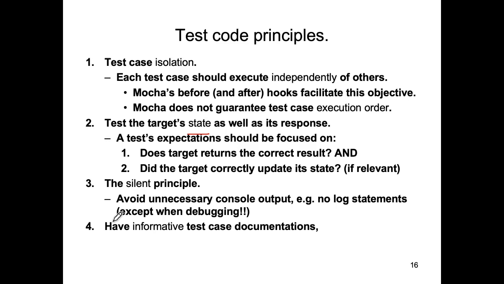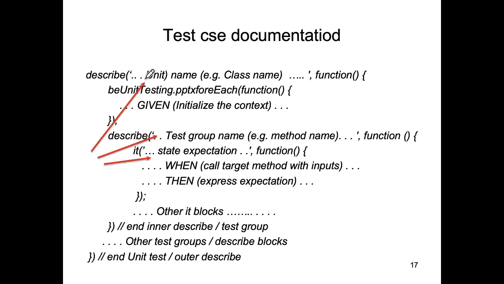And the final principle is have informative test documentation. What do I mean by test documentation? Well, in the case of Mocha, this is what we mean by the test documentation. These should be very clear about what they are concerned with. It's straightforward enough for, let's say, the outer describe block. You would just have the class name. That's not too complicated. For the inner describe blocks, more than likely, each inner describe block is focused on a particular method. So just have the method name.